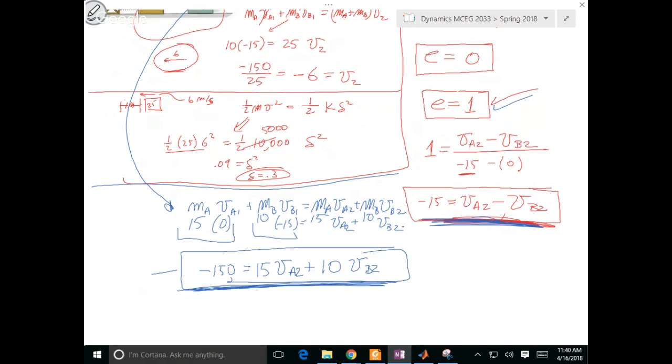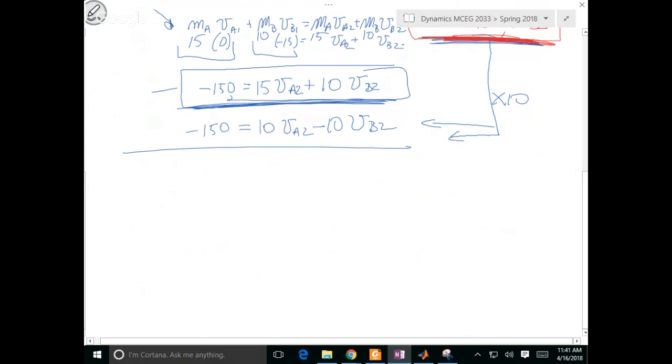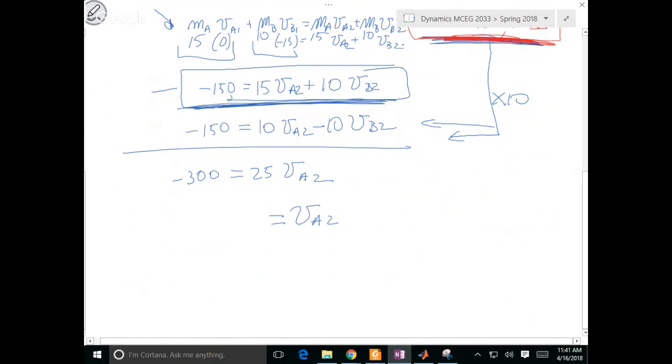So now you can see how you can work these out. I can take this equation, stick it under here, and multiply everything times 10. So I get minus 150 equals 10 VA2 minus 10 VB2. That's this equation times 10. Now I can add these two together. It cancels out the VB2. If I add them together, I get minus 300 equals 25 VA2. So VA2 would be minus 300 divided by 25, which gives me minus 12.